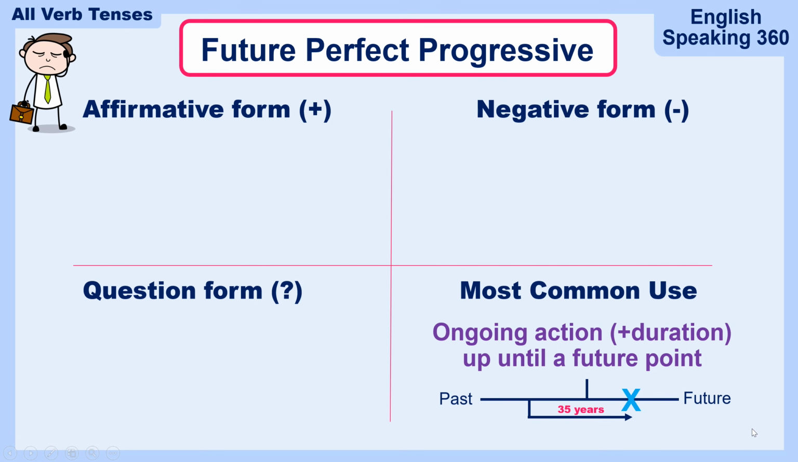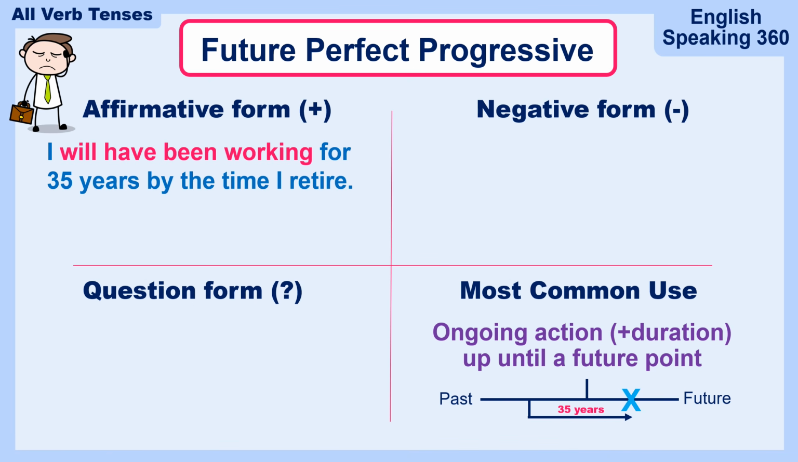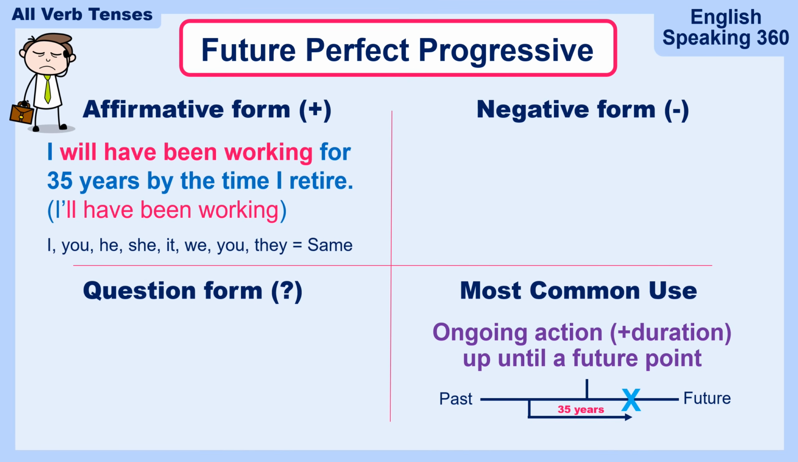Okay? Here's an example. I will have been working for 35 years by the time I retire. So in this case, the action started in the past some years ago, and by the time I retire, the time I retire is here, the light blue X. I will have been working for 35 years. The contraction is I'll have been working for 35 years.